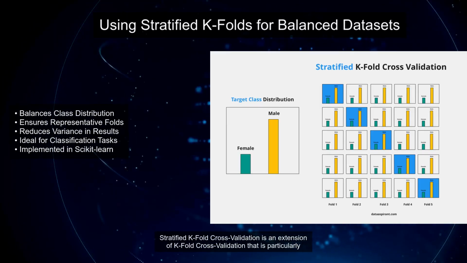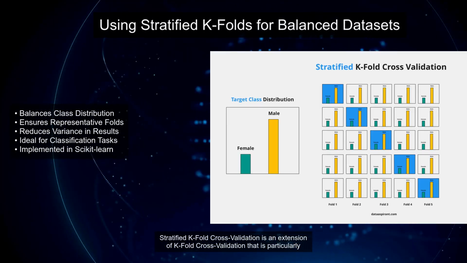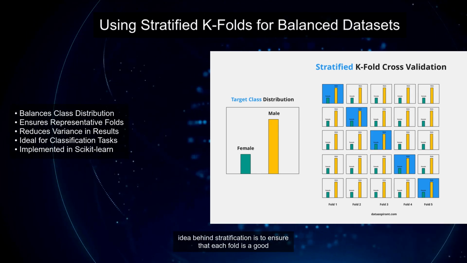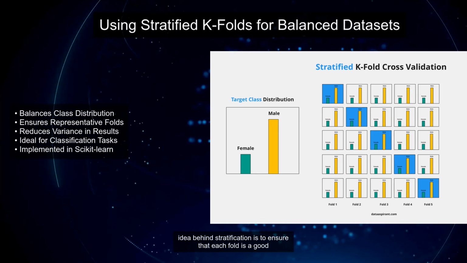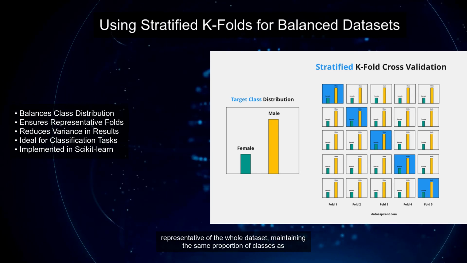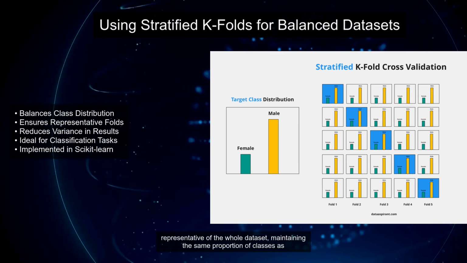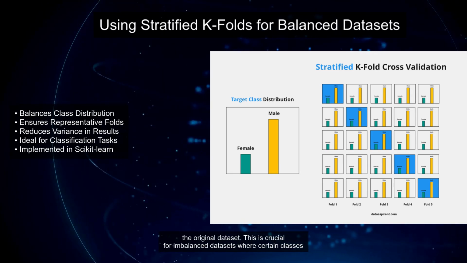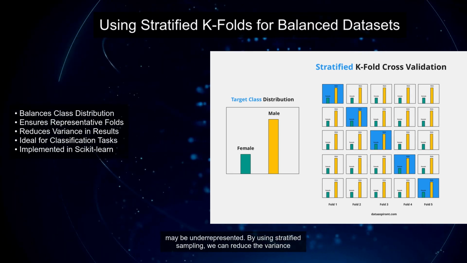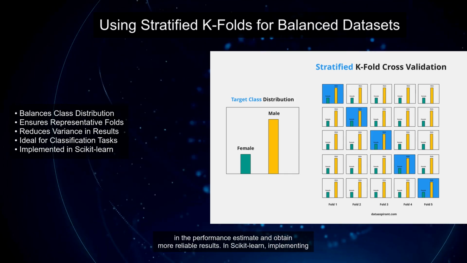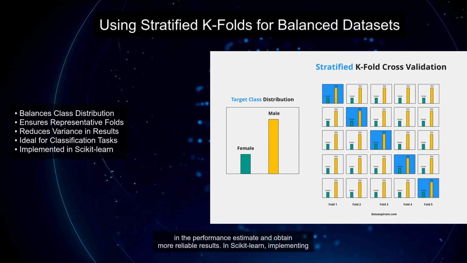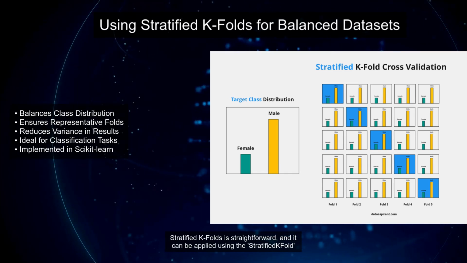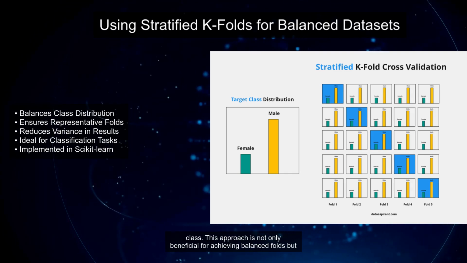Stratified K-fold cross-validation is an extension of K-fold cross-validation that is particularly useful for classification tasks, especially when dealing with imbalanced datasets. The main idea behind stratification is to ensure that each fold is a good representative of the whole dataset, maintaining the same proportion of classes as the original dataset. This is crucial for imbalanced datasets where certain classes may be underrepresented. By using stratified sampling, we can reduce the variance in the performance estimate and obtain more reliable results. In Scikit-learn, implementing stratified K-folds is straightforward, and it can be applied using the StratifiedKFold class.